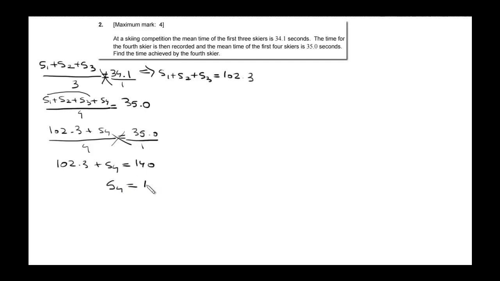So we replace in the second equation S1 plus S2 plus S3 by 102.3. Therefore, we have 102.3 plus S4 equals 35 times 4, 35 times 2 is 70, times 2 is 140. So the time taken by the fourth skier is 140 minus 102.3, that is 37.7 seconds. The question is quite straightforward.